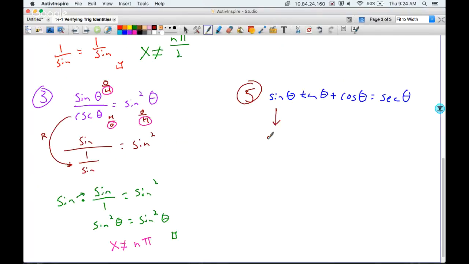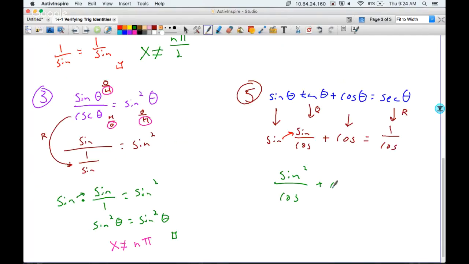Decompose, sine's going to stay sine. Tan is going to become sine over cosine, plus cosine's going to stay cosine. Secant using a reciprocal is going to become 1 over cosine. Now bring that on top of the fraction. Sine times sine becomes sine squared. Let's go to green. Plus cosine equals 1 over cosine.